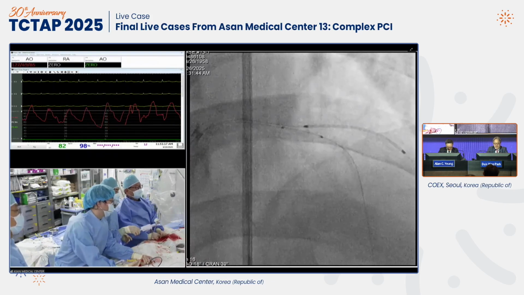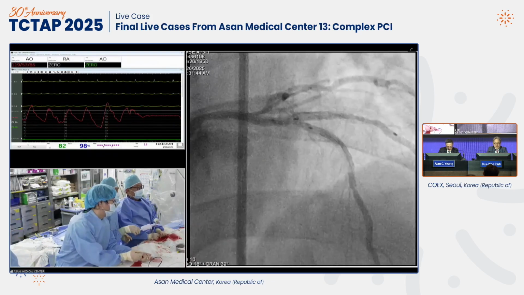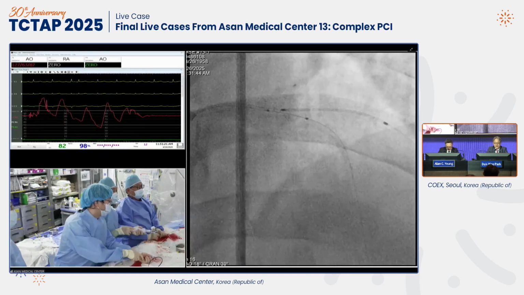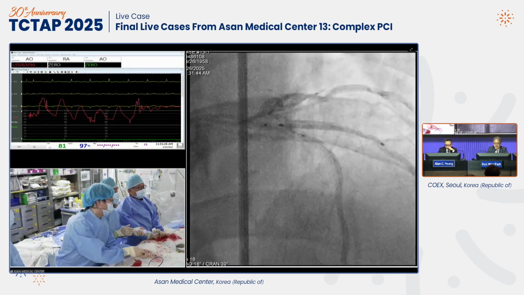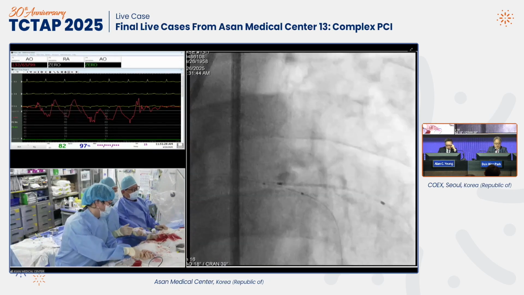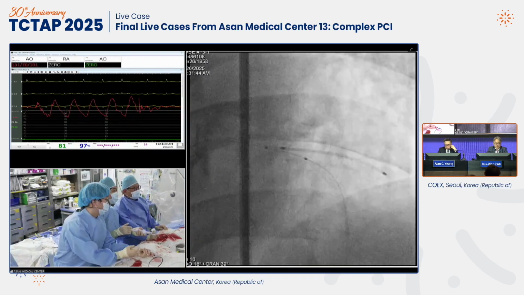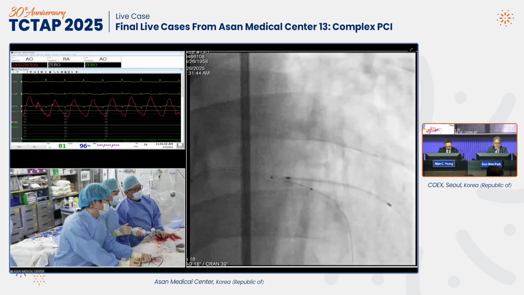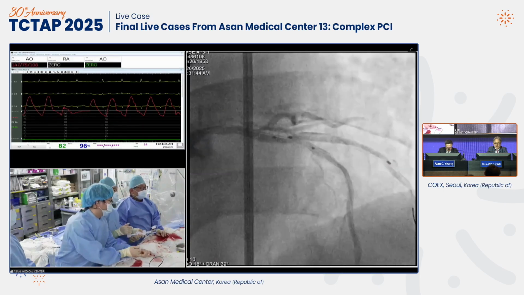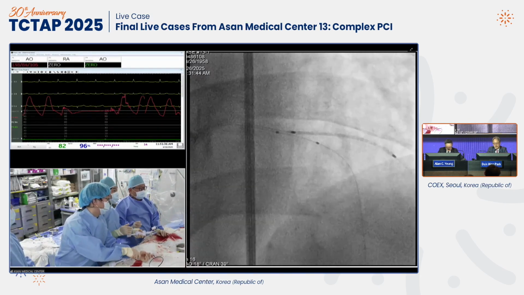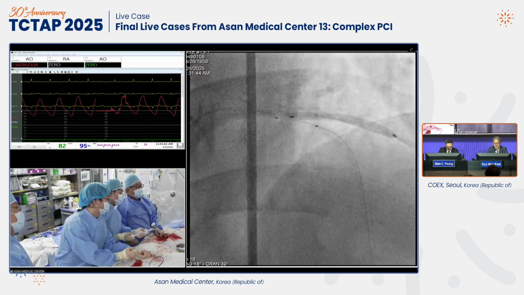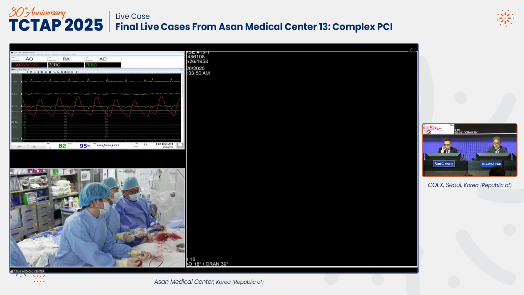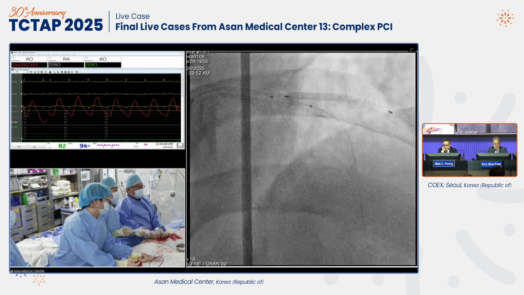The main branch NC balloon is a 3.5 NC? 3.0. What size of stent, length and diameter? Stent length is 33 and 2.5. And which stent do you want to use, please? This is Giant stent. Okay. Stent implantation. Deflation.